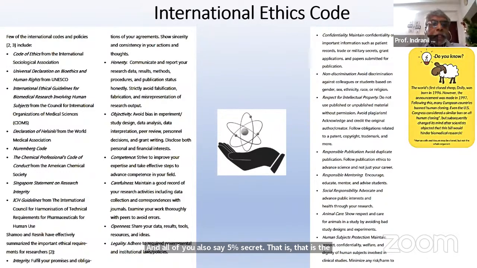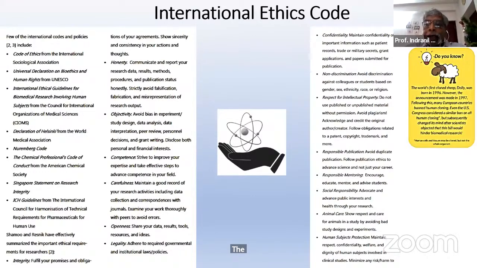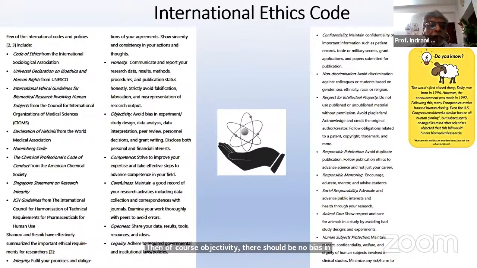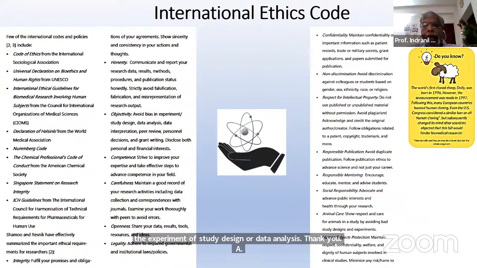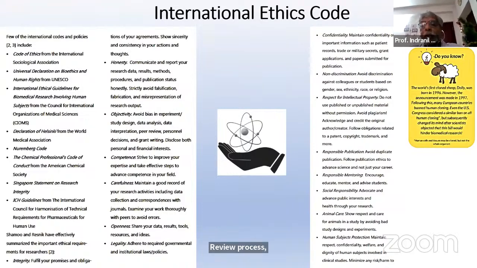Then, of course, objectivity. There should be no bias in the experiment or study design, data analysis, data interpretation, data objectivity, the peer review process, grant writing. You must be absolutely transparent. You must be absolutely objective.